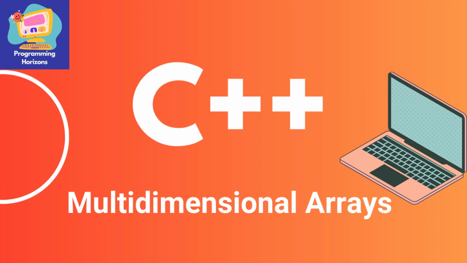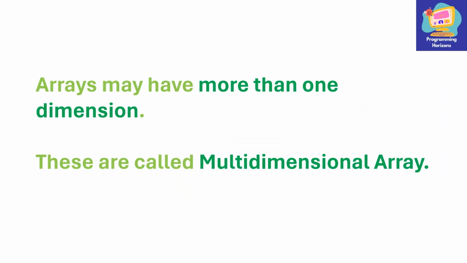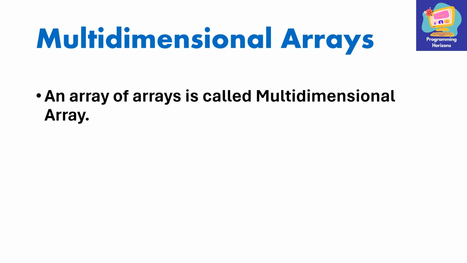Let's understand multidimensional arrays. Till now we have studied only about one-dimensional arrays. That means the arrays which grow only in one direction. But we may have arrays that have more than one dimension, and these are called multidimensional arrays. A multidimensional array may be defined as an array of arrays. For example, a two-dimensional or a three-dimensional array.